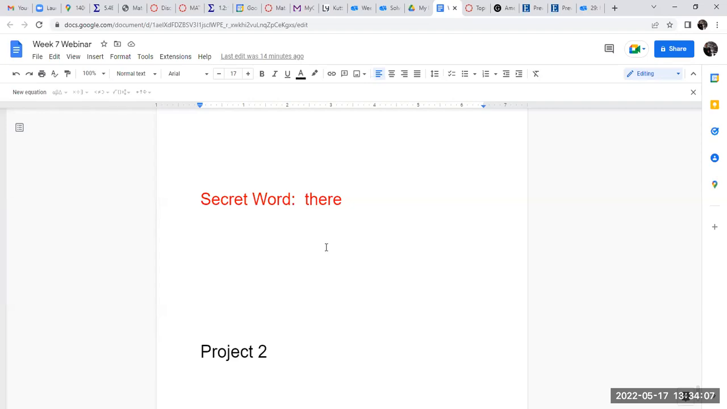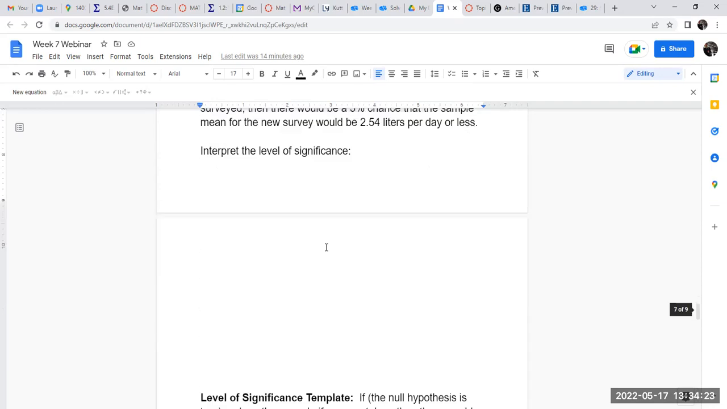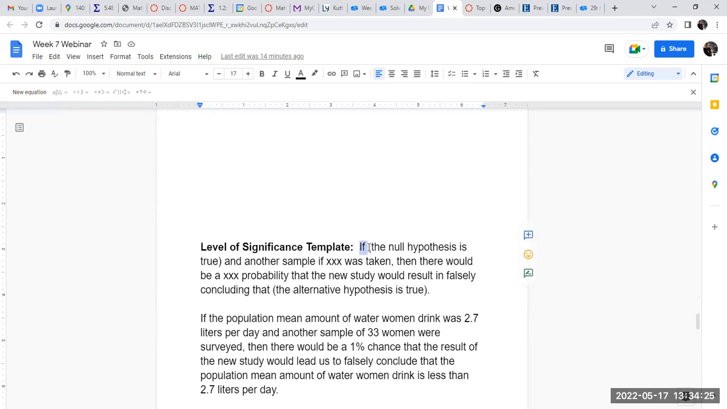So I want to emphasize it. Sometimes knowing the first word at least gets you started. If I ever ask you to write down the conclusion, then your first word should be "there." And that'll get you started so you don't make the mistake of starting with "when" or "if" when you're talking about, say, the level of significance. Any questions on that?